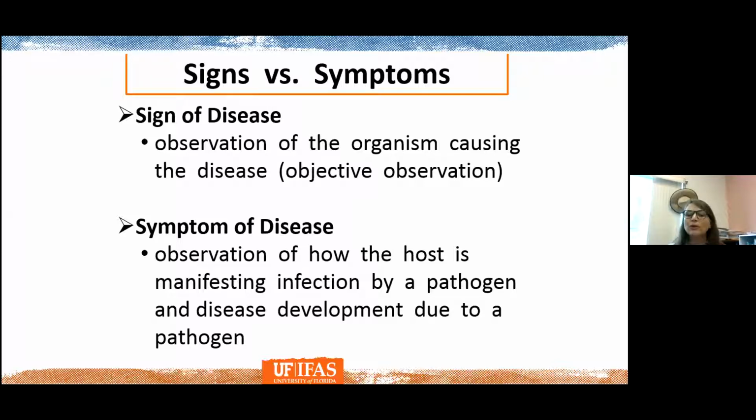And the symptom is just when the host, which is the plant, is manifesting the infection by a pathogen. So if you see chlorosis or wilting of leaves, these are the symptoms. So what is the process in the plant that is affected by these pathogens?